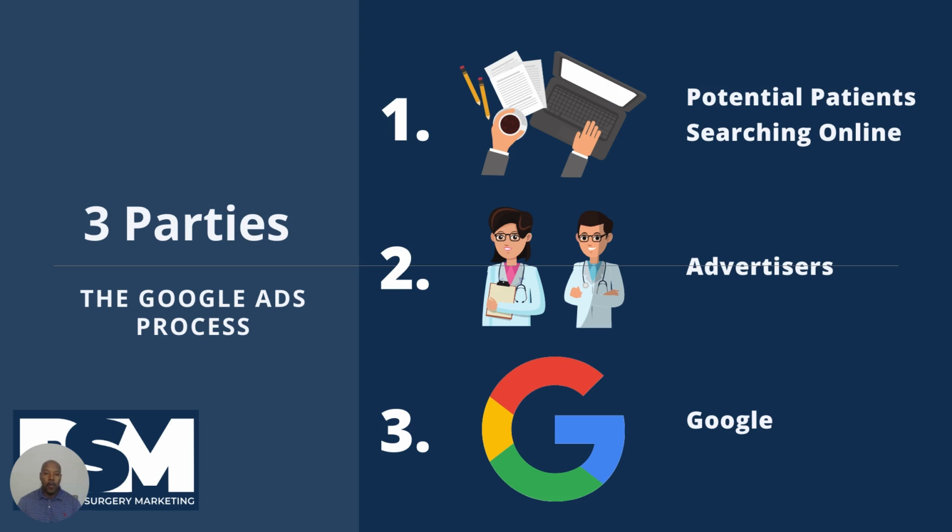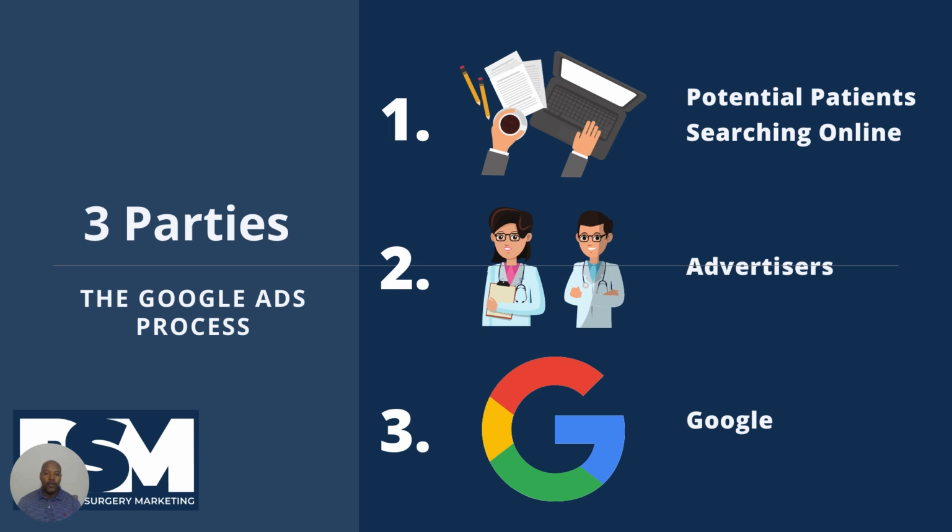The first thing you need to know about pay-per-click is that at the end of the day, there are three different parties involved in running PPC ads. The first party involved is the patient or person searching online by entering a keyword in the search bar. The second party involved are advertisers. In other words, you and other practices are bidding on keywords within Google.